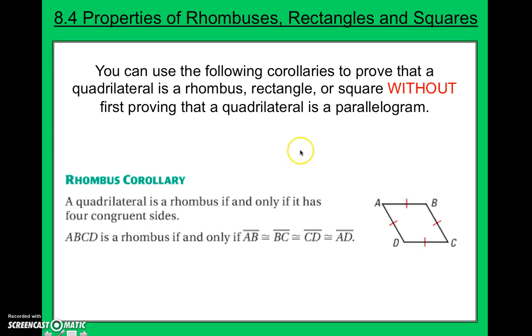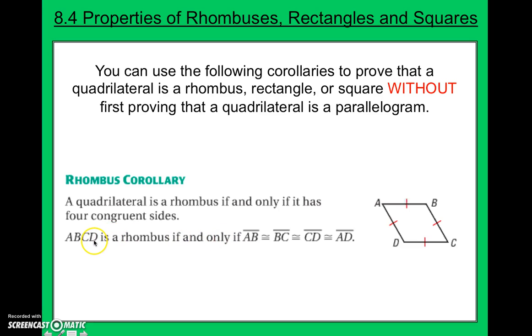You can use the following corollaries to prove that a quadrilateral is a rhombus, rectangle, or square without first proving that a quadrilateral is a parallelogram. So the following corollaries are like shortcuts that we can use. A quadrilateral is a rhombus if and only if it has four congruent sides. So remember, with these if and only if statements, they can work both ways.